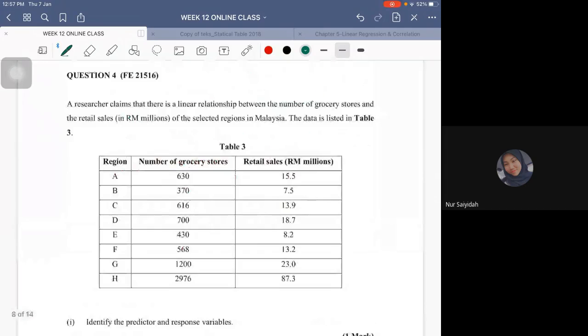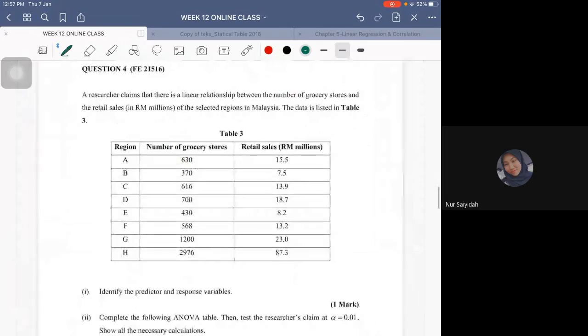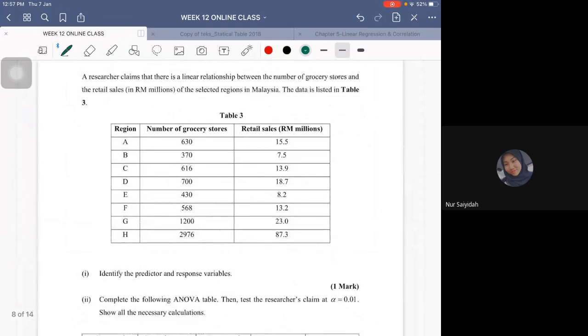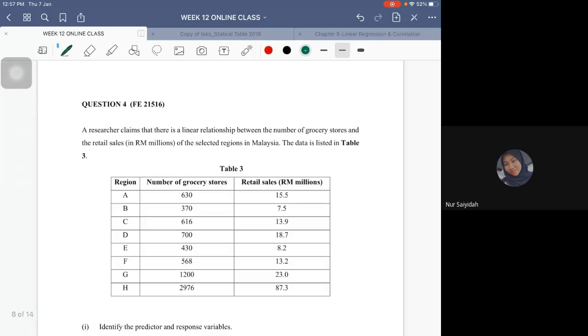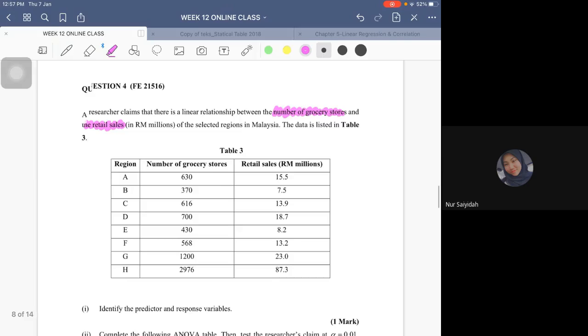That is the first method, and the second method is given over here. We have a researcher who claims that there is a linear relationship between the number of grocery stores and the retail sales. How much retail the stores make in a month or a year is not mentioned, so we have no idea about the timeline. We only have two variables: number of grocery stores and retail sales in millions of a selected region in Malaysia. The data is given right here.